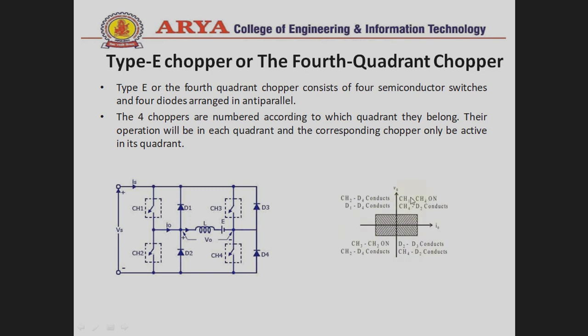In the first quadrant, channel 1 and channel 2 are on, and channel 4 and D2 conduct. In the second quadrant, channel 2 and D4 conduct, and D1 and D4 conduct. And in the third quadrant, CH1 and CH2 are on. It is chopper 1, chopper 3 and chopper 2 on, and chopper 2 and diode 4 conduct. And in the fourth quadrant, diode D2 and diode D3 conduct, and chopper 4 and the diode D2 conduct.